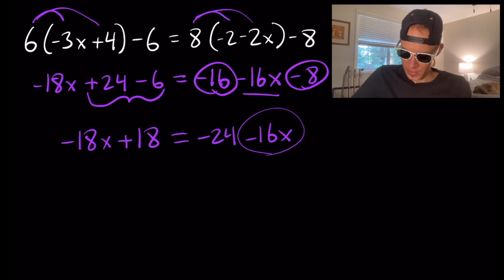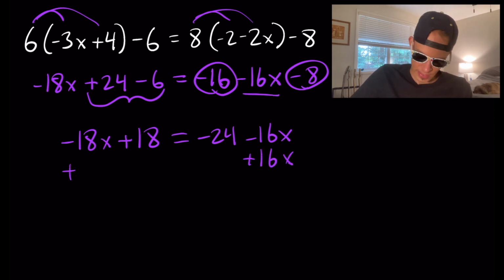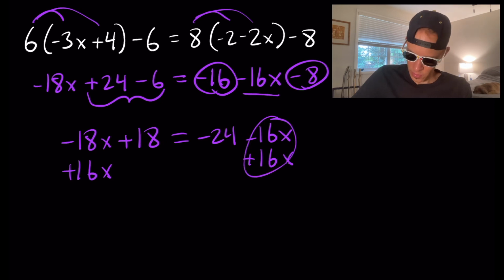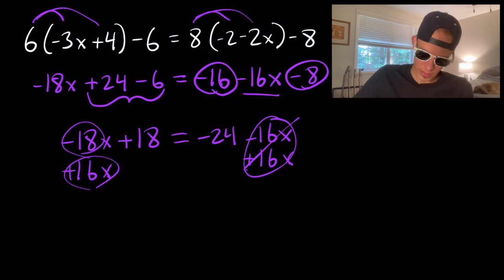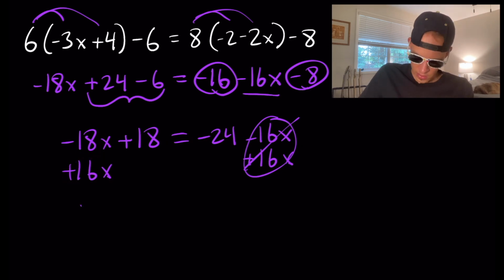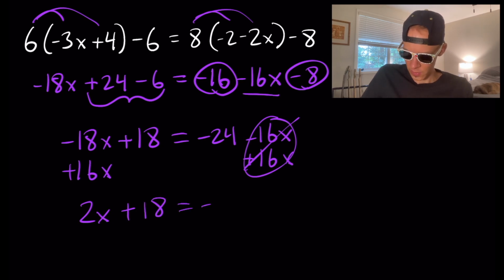I'll move this minus 16x to the left side by adding 16x to both sides, so these will cancel out on the right side. And then on the left side, I got minus 18x plus 16x, which is going to give me 2x, and then bring down everything else. Plus 18 equals negative 24.